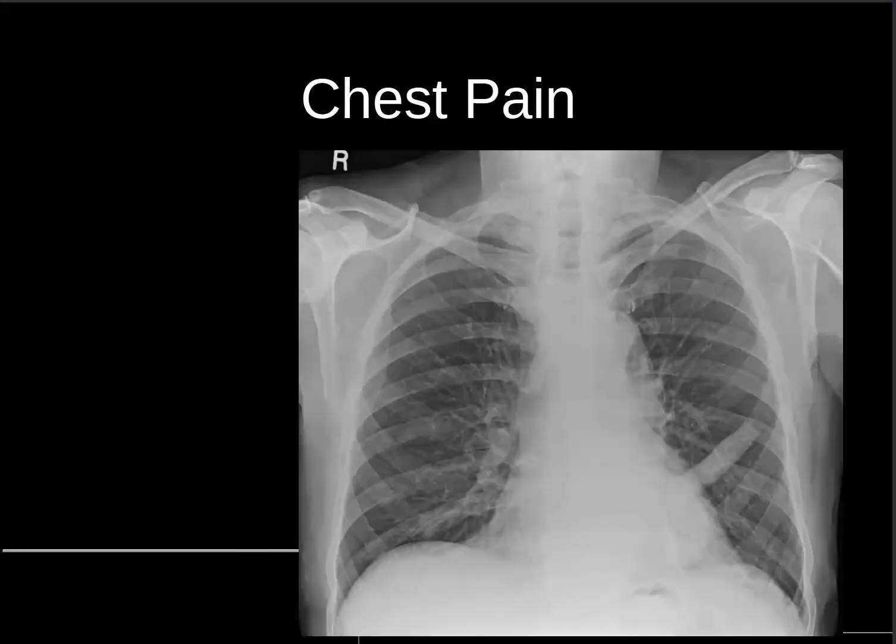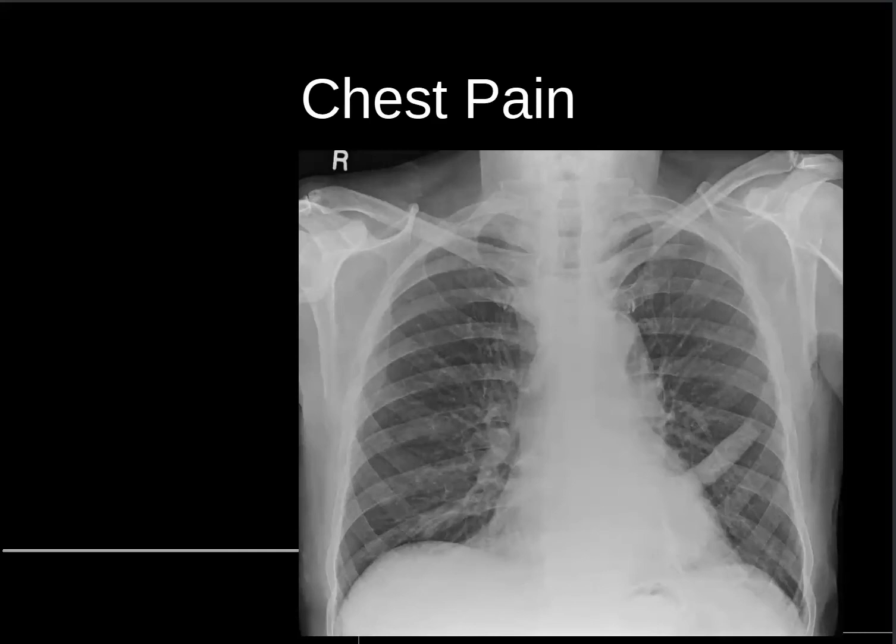This is a 53-year-old lady who's had a previous history of breast cancer, has come in with severe left-sided chest pain. All the cardiac investigations done in A&E were normal. She's not having a heart attack. What is the abnormality on this chest x-ray?